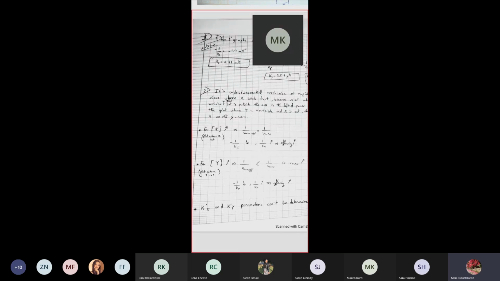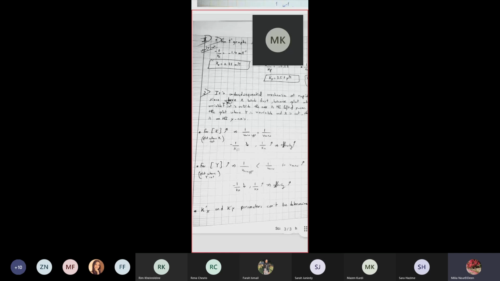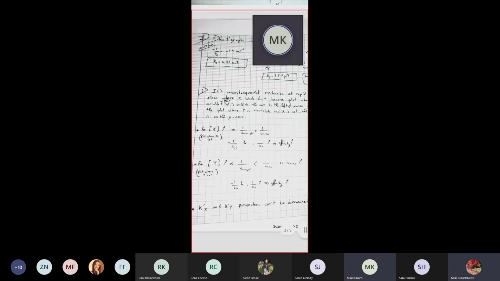The parameters we couldn't get are K prime X and K prime Y, and also KY. Parameters can't be fixed. Do you have K prime in an ordered mechanism?